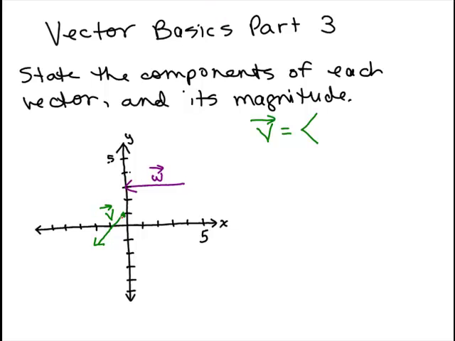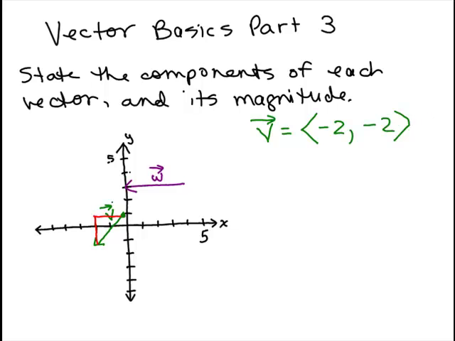Alright, so if you see it in red here, I'm going 2 to the left, which would be -2. And then I am going down 2 spaces. So I'm going down 2, which also happens to be -2. So we've just written the components for vector v.